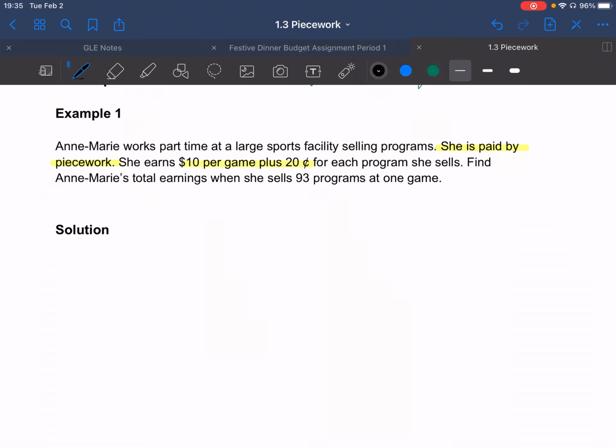So Anne-Marie earns $10 per game. You'll notice plus 20 cents for each program. We want to convert that 20 cents to dollars, so it's going to be $0.20 per program. Now here's the important question that we want to answer. Find Anne-Marie's total earnings when she sells 93 programs at one game. We want to figure out how much she made in total.